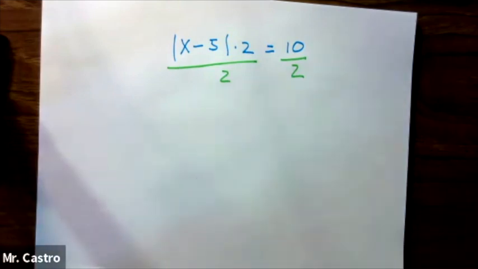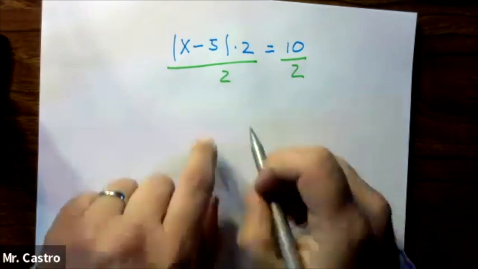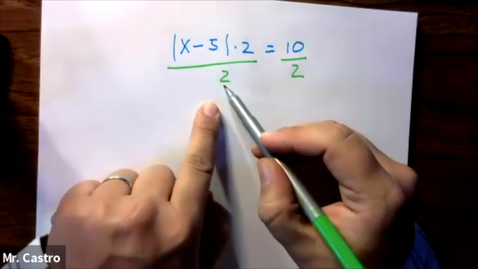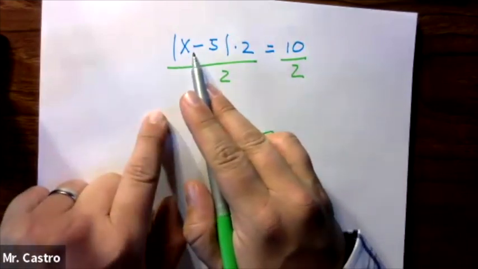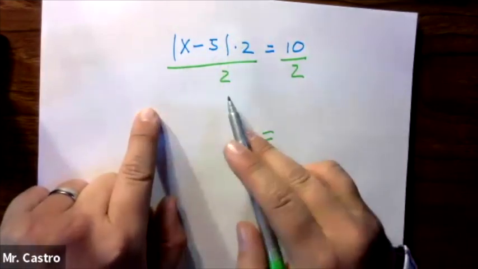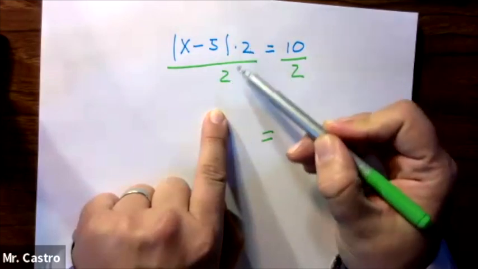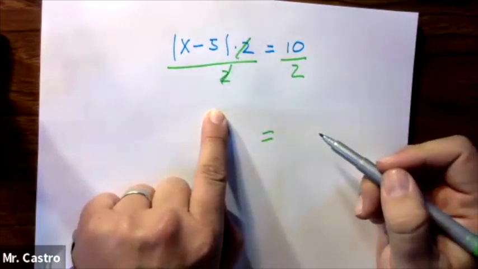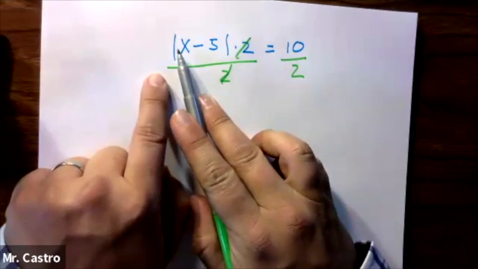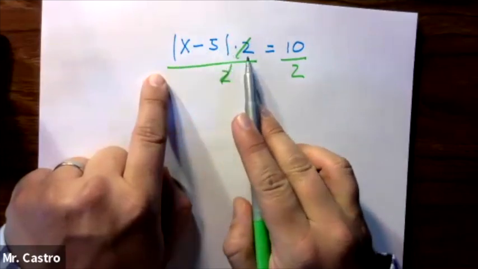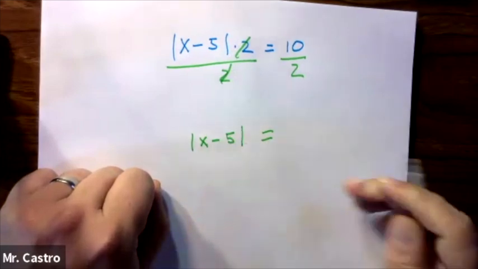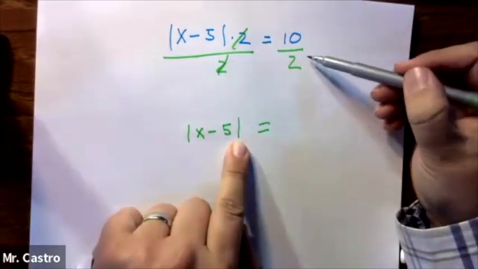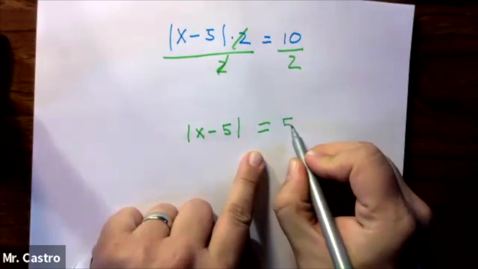I can divide, add, subtract, multiply, anything I want on both sides of the equation. So here, I'm going to divide by 2, and here I'm going to divide by 2. So the absolute value of x minus 5 times 2, all divided by 2, the 2 over the 2 gives me 1. 2 divided by 2 gives me 1. So I have the absolute value of x minus 5 times 1, or just the absolute value of x minus 5. And that's equal to 10 divided by 2, which is 5.